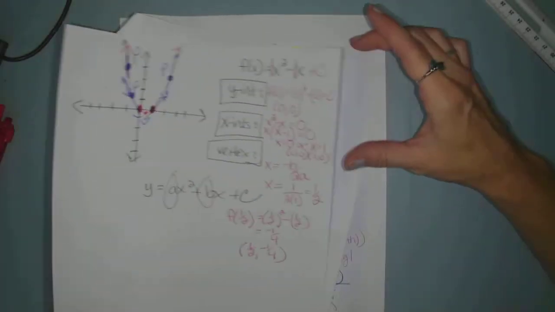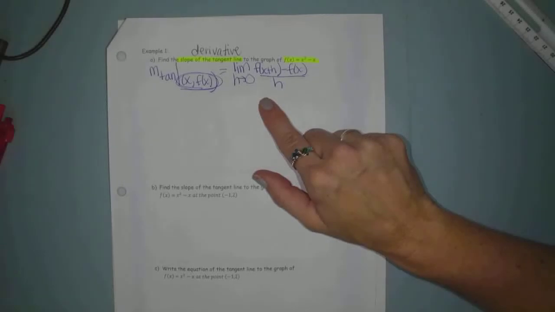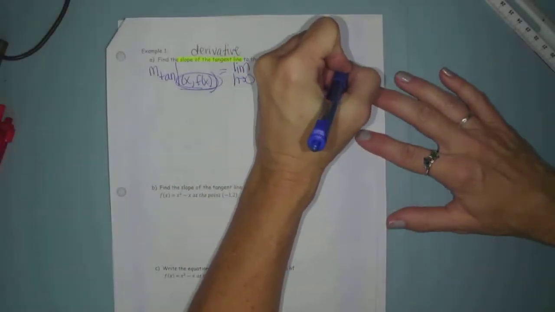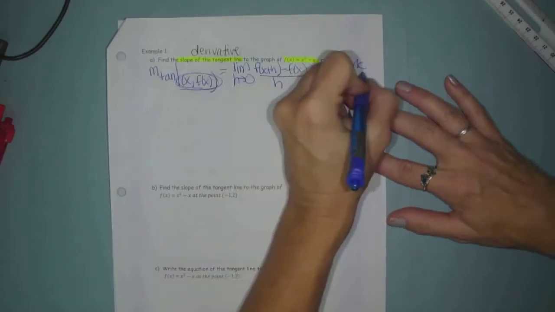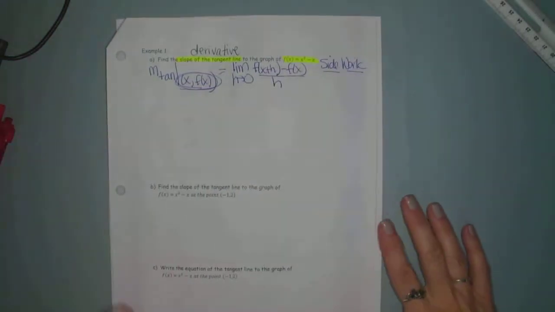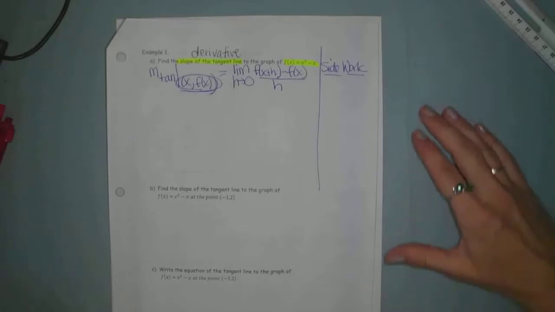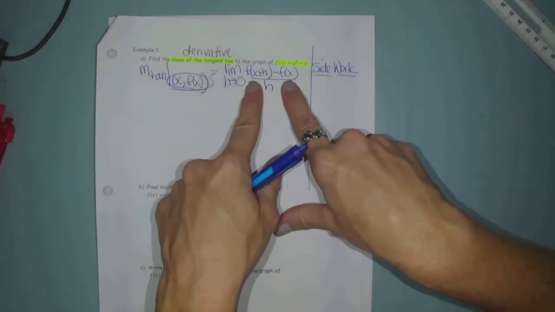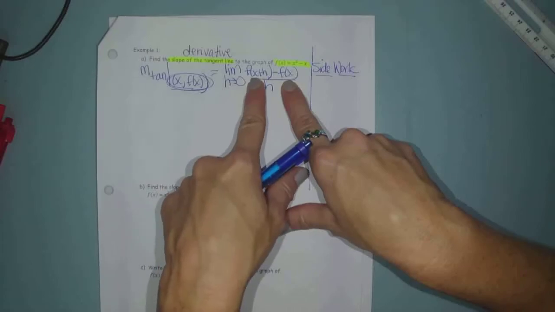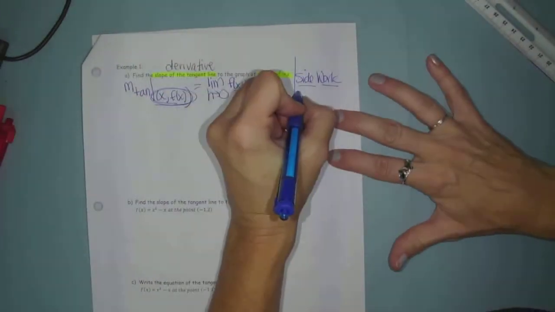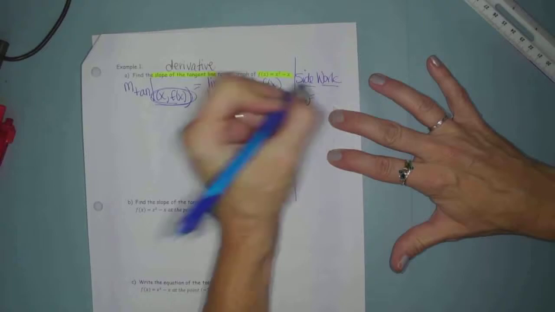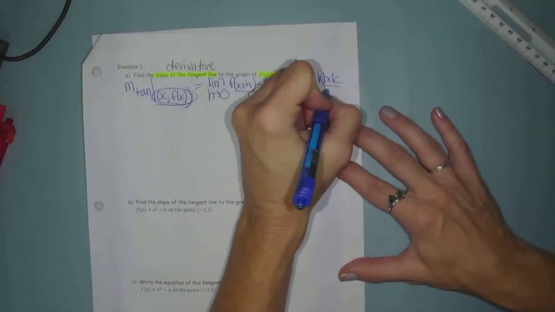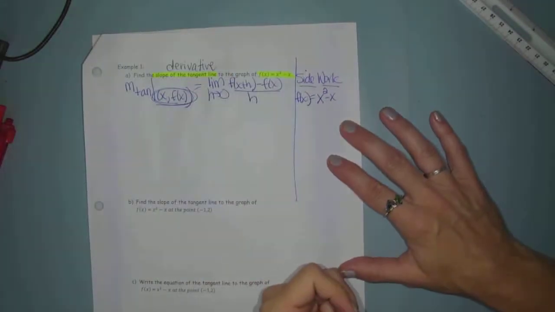Okay, so step 1, write the formula down. We've got that. Step 2, I like to call this my side work. Not everybody needs to do this, but I have found it helps students along the way, so I'm going to show it. What I like to do is look at this numerator. See how it has 2 parts? It's got the f of x, but it also has the f of x plus h. F of x is easy because it's the given function. I'm just going to copy that down. F of x is x squared minus x.